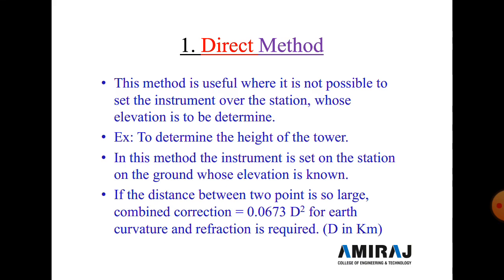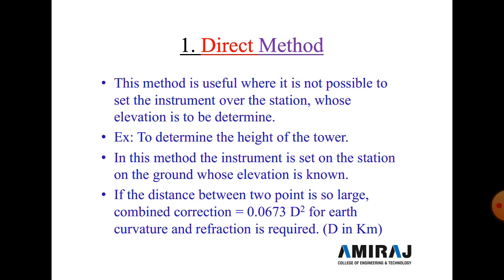This method is useful where it is not possible to set the instrument over the station whose elevation is to be determined, for example, to find out the height of a tower. We do not set the instrument at the top of the tower, but we use the trigonometric formula to find out the height of the tower. So to find the heights of elevated points, we use the direct method.